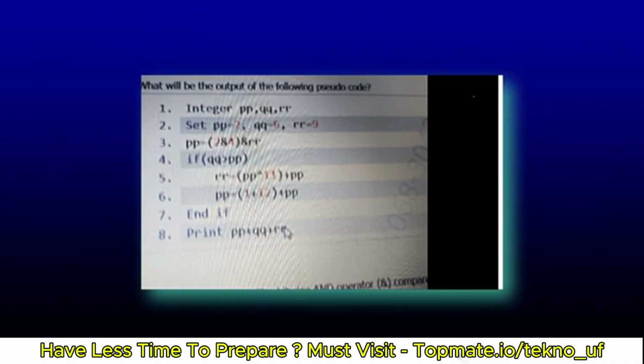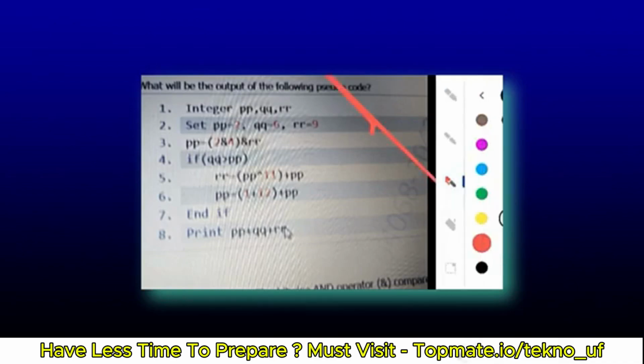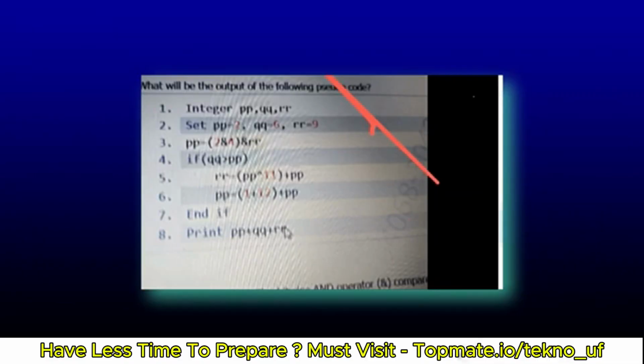So 2 means 10, and 4 means 100. If you perform a bitwise and operation, then false and false becomes false, and false and true becomes false, false and true becomes false. So 2 and 4 becomes 0, and then 0 and r, that is 9.